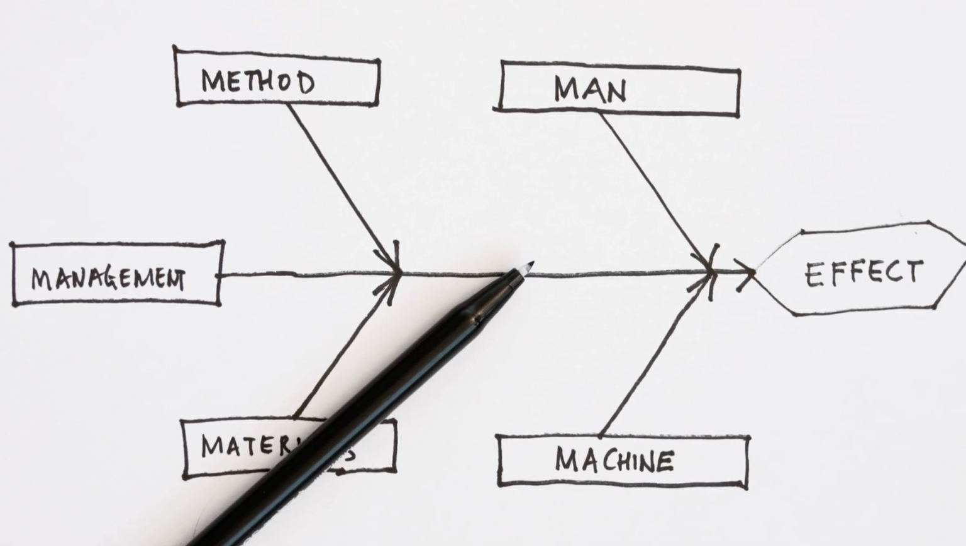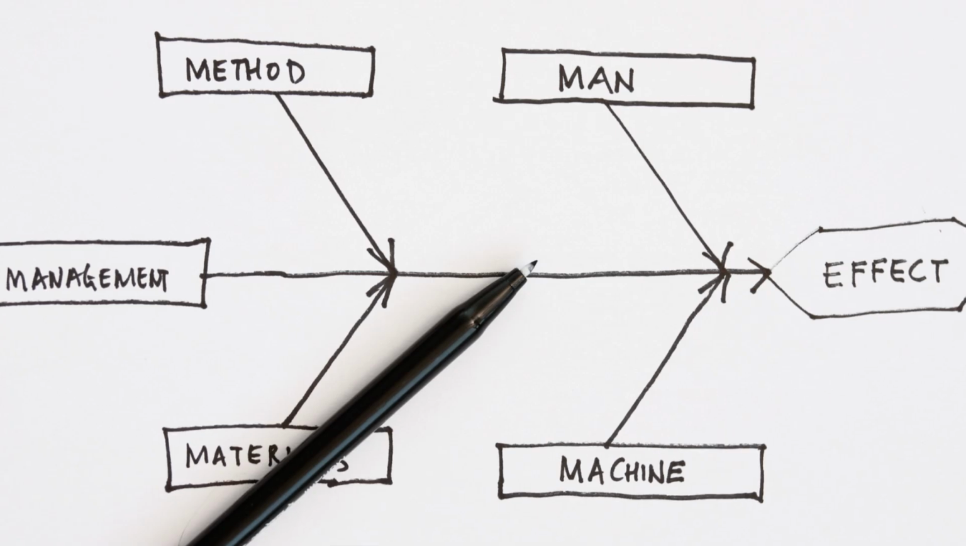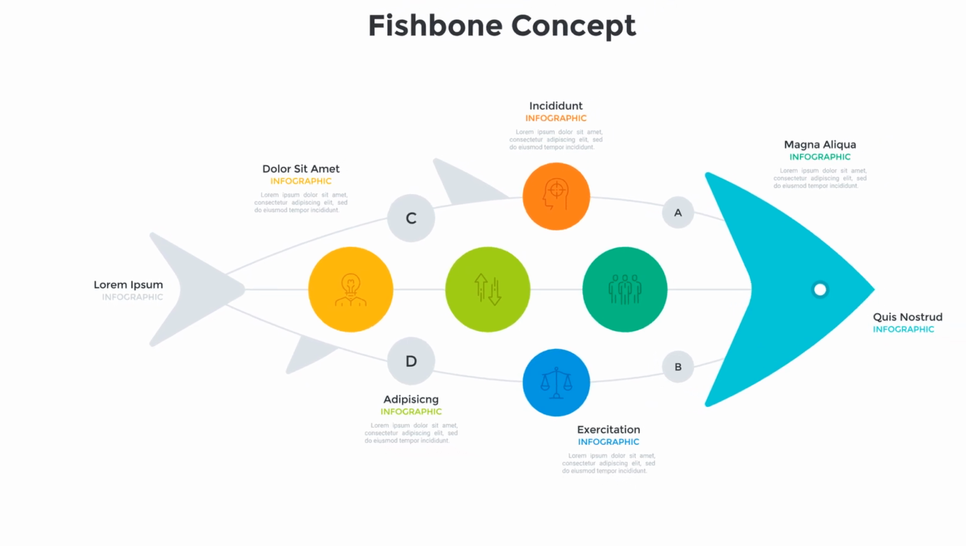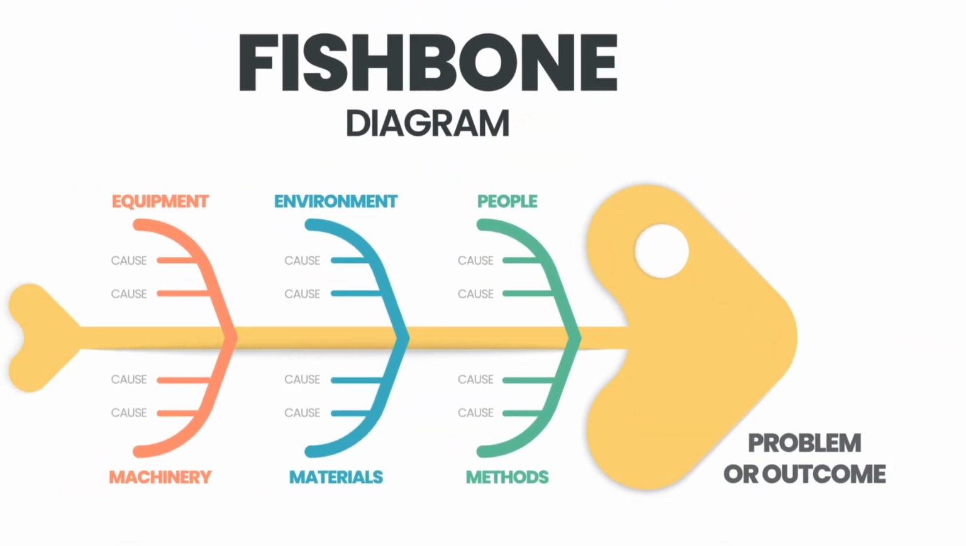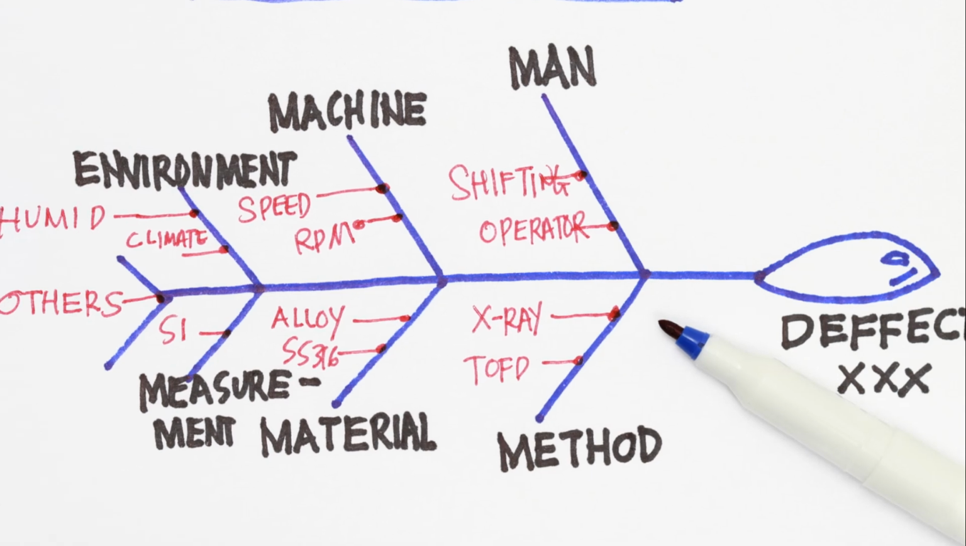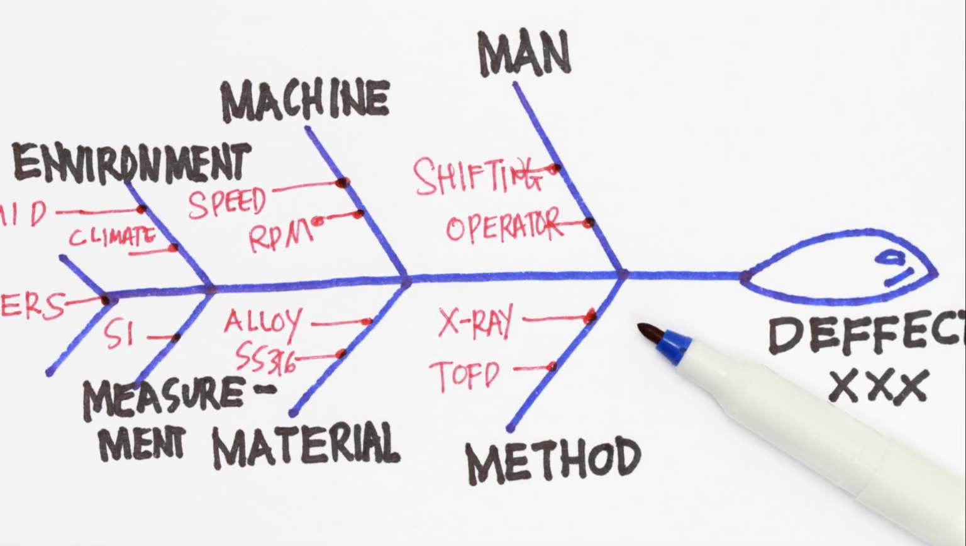Fishbone diagrams and fault trees. Visualizing the problem. Sometimes it helps to see the problem laid out in front of us. That's where tools like fishbone diagrams and fault trees come in. A fishbone diagram looks like, well, a fishbone. The head of the fish is the problem, and the bones are the potential causes, grouped into categories.